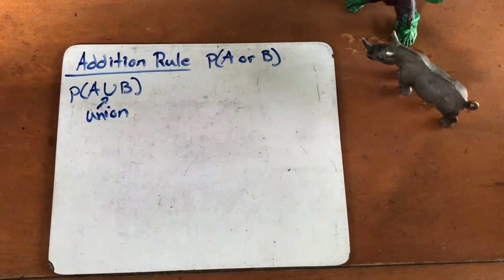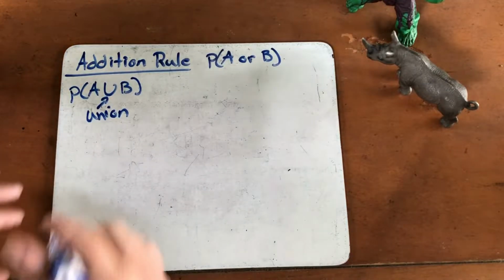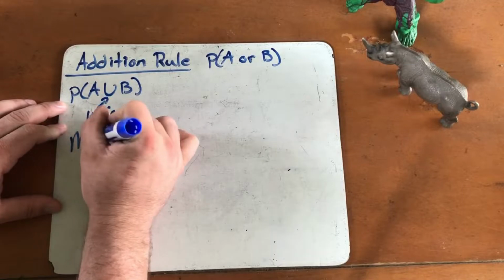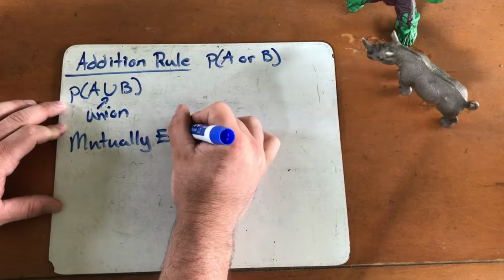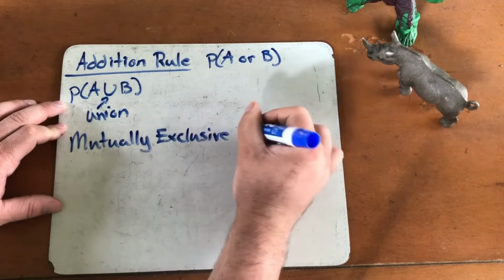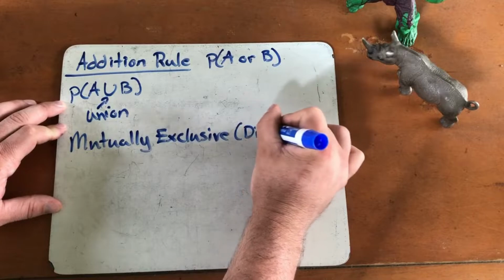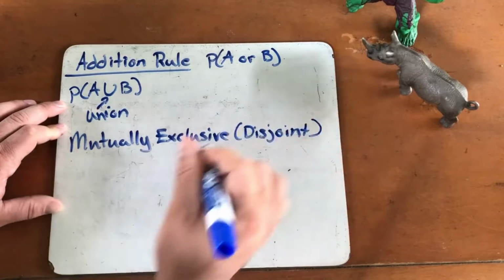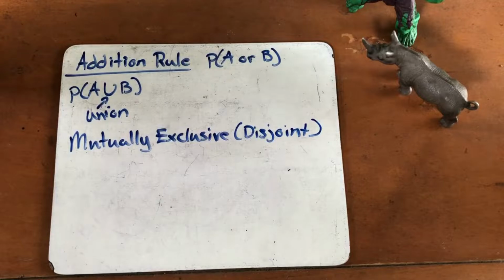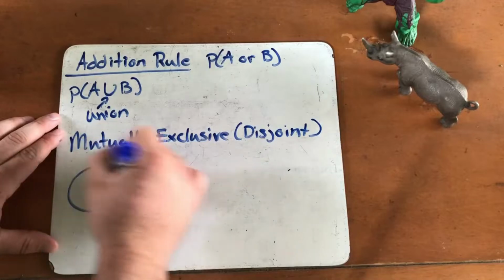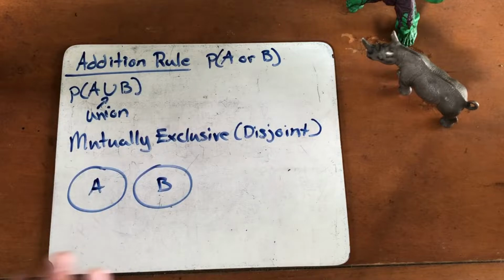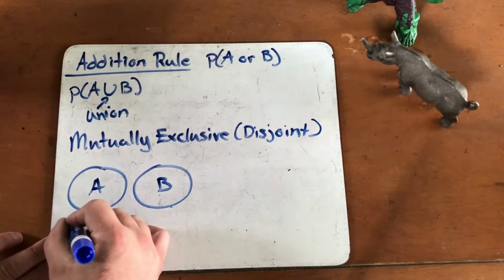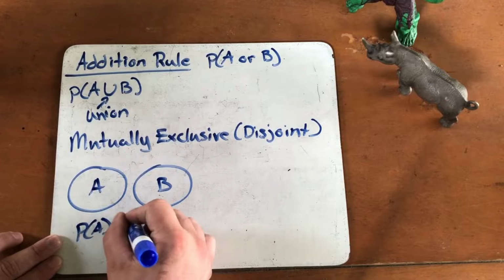This means union. When we're looking at the addition rule, we have two situations. We have what's referred to as being mutually exclusive, also sometimes called disjoint. In this case, we have two events that are happening that have no overlap whatsoever. We have an event A and an event B, and if there's no overlap between the two events, that's when we can just say it's the probability of A plus the probability of B.